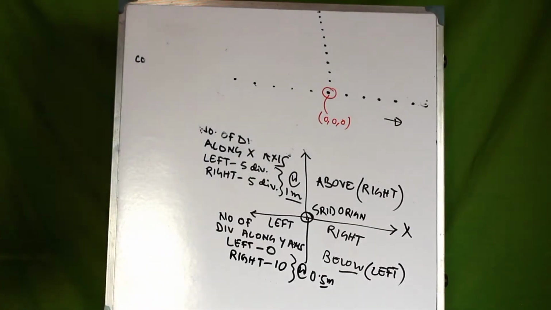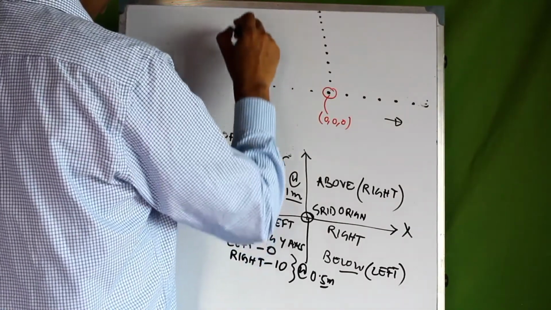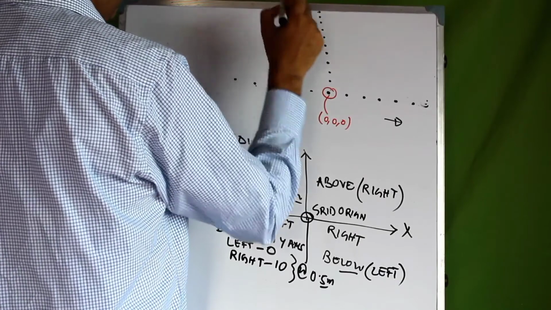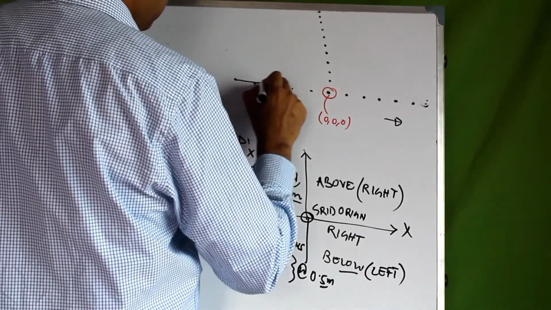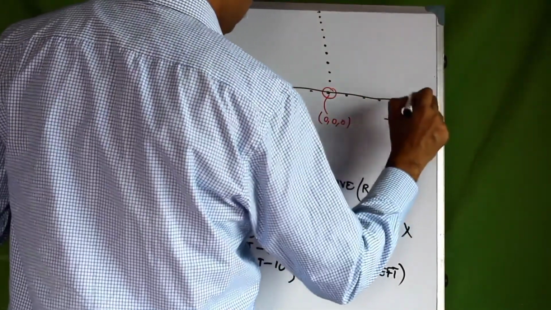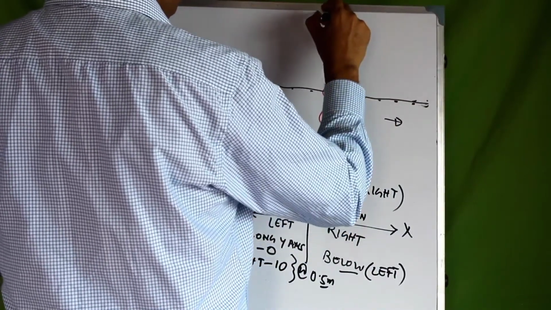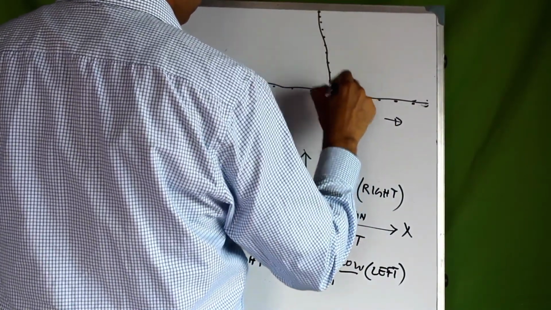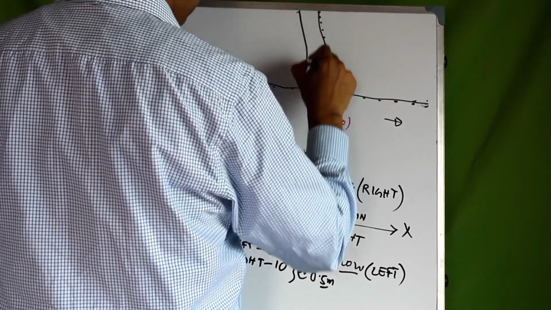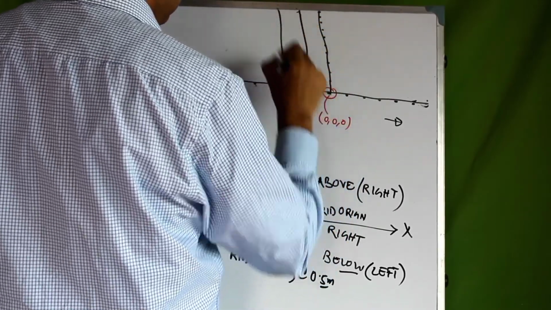So these are the divisions, each 0.5 meters. Now the grid would be obtained like this. So basically we have a line joining them here and a line joining here. We'll have the vertical lines like this.